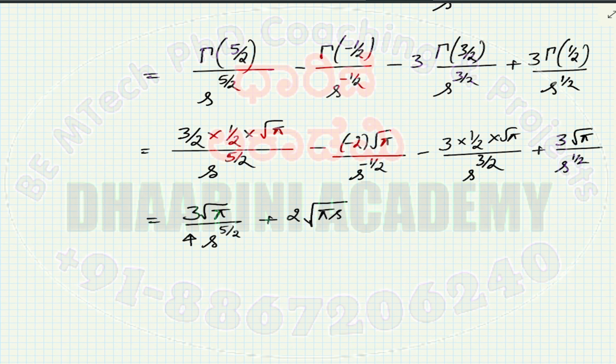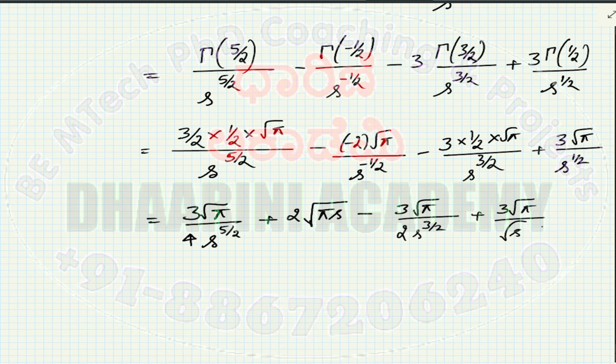So now this term becomes minus, so 3 root pi in the numerator divided by 2 times s to the power 3 by 2, and the last term is once again 3 root pi by root s. I think root pi is one common term we have. Okay, so you can take it out and simplify, otherwise you can keep it as it is.